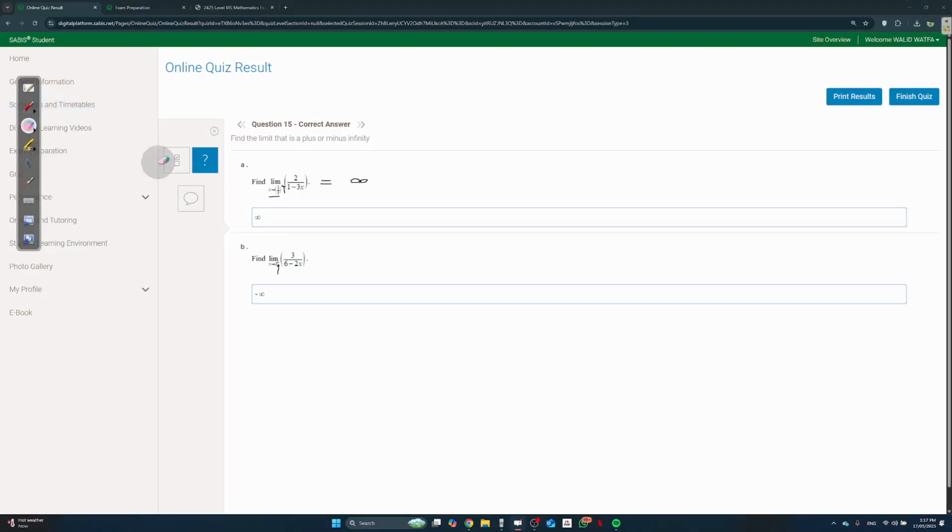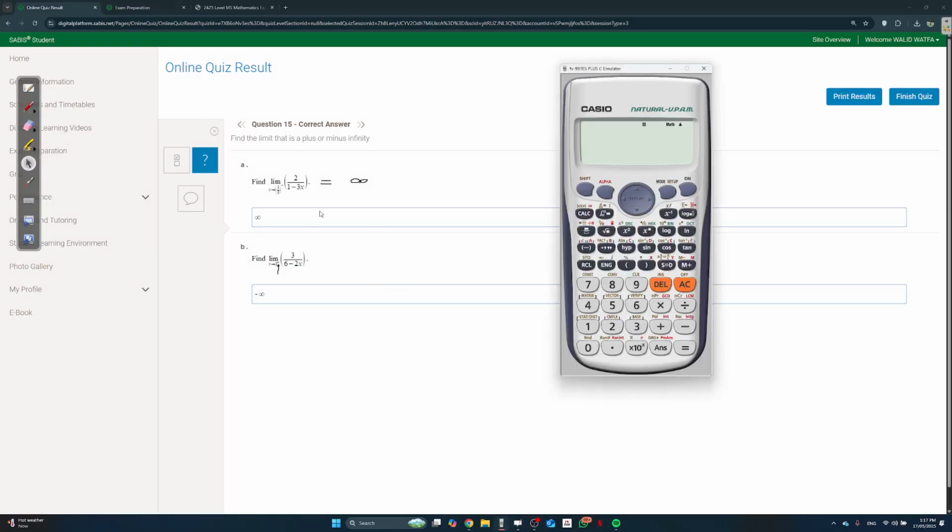Now a good idea might be to choose 0, because 0 is close to 1 over 3, and it's right to the left of it. So let's substitute 0. 2 over 1 minus 3 times 0 is just 2. When you substitute 0, you're going to get 2. Okay? So since we got a positive value, our infinity will be positive infinity.